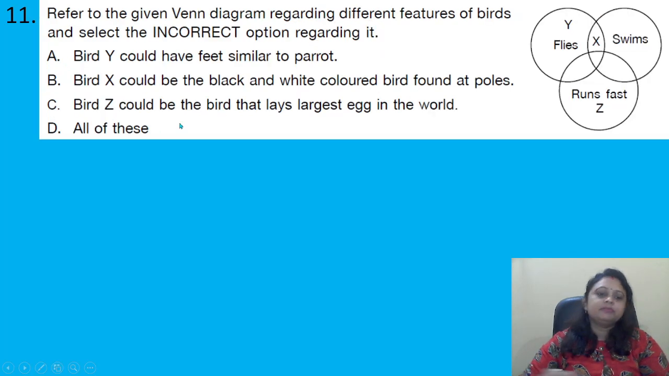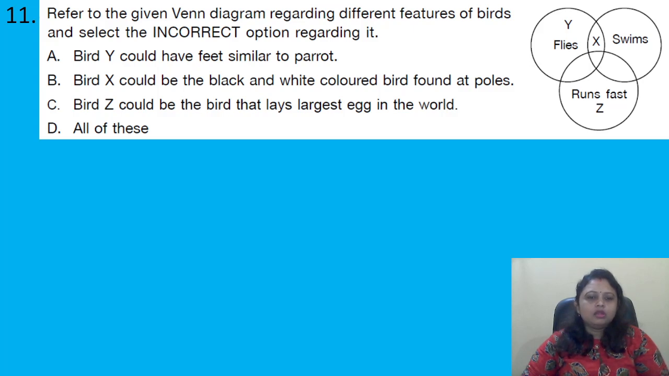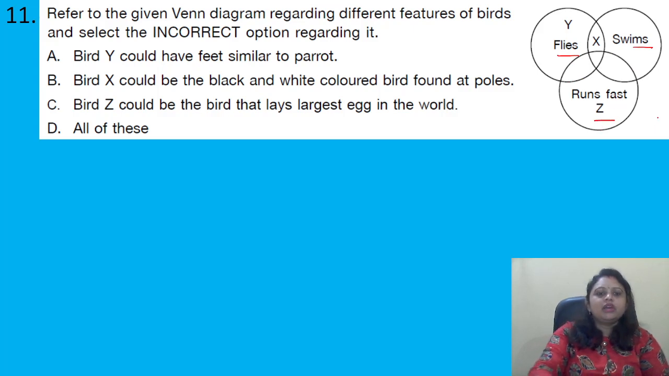Coming to the next question. Refer to the given Venn diagram regarding different features of birds and select the incorrect option regarding it. Options are A. Bird Y could have feet similar to parrot. B. Bird X could be the black and white color bird found at poles. C. Bird Z could be the bird that lays largest egg in the world. D. All of these. Here Y flies, here it swims and Z runs fast. So we have to find out the incorrect option regarding it.